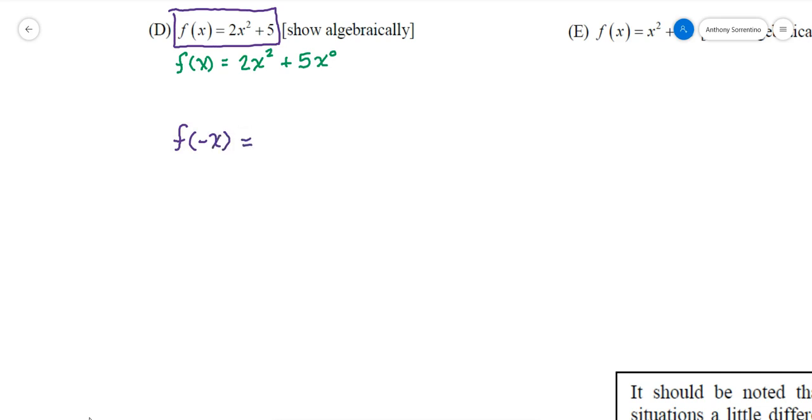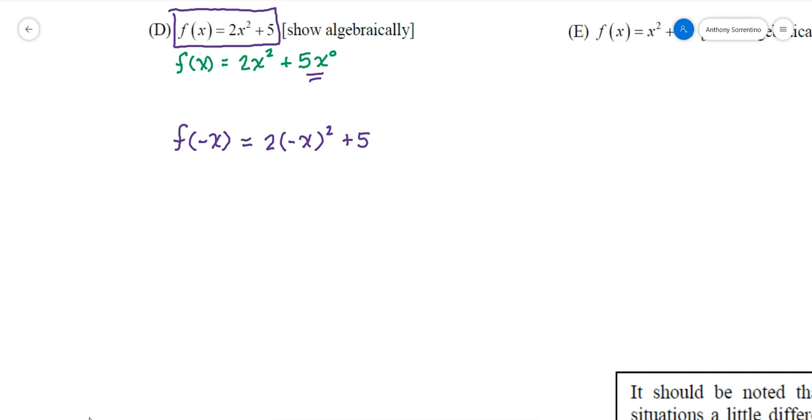And if you remember, that just means going everywhere I see an x in the original formula. Now, I'm not going to write it in this format because it's just extra work to do. I'm just going to leave it in the other format. It's just important to notice that if you have a constant in a function, that's like having an x to the 0 power, which means that's still potential to be even. And so when I do that, I'm going to have 2 times negative x squared, the quantity of negative x squared, plus 5.